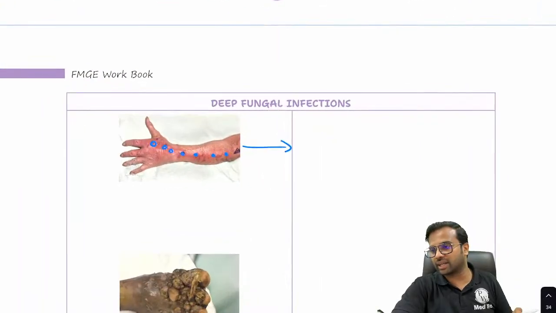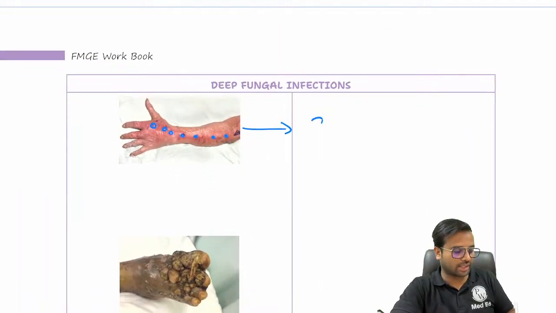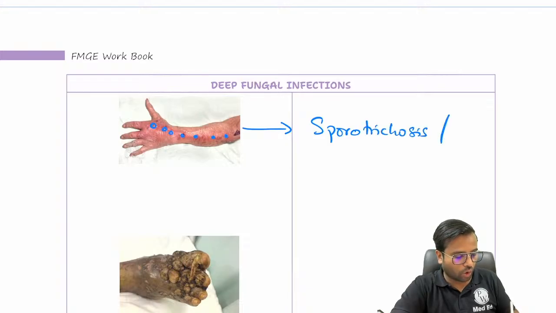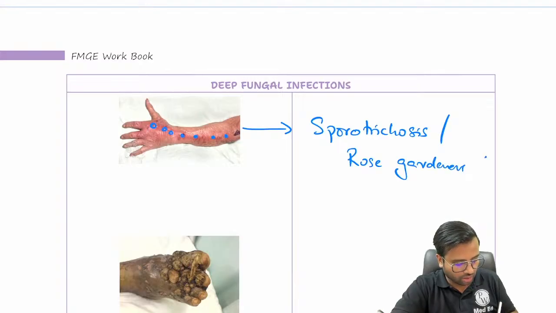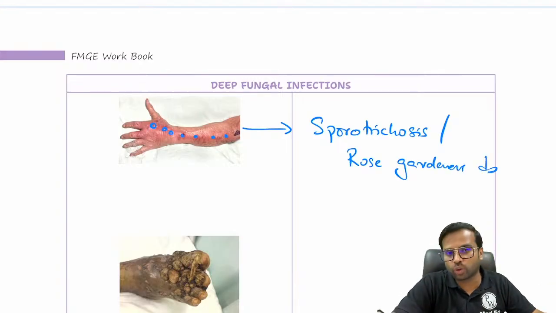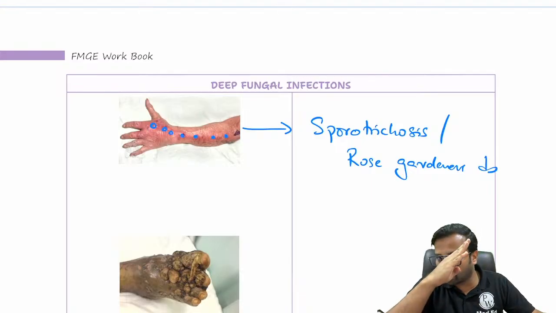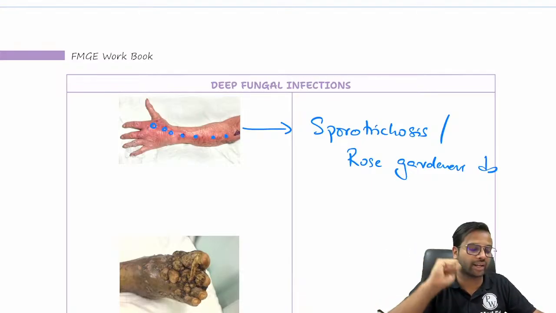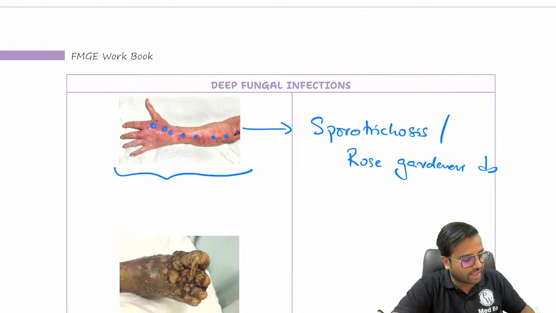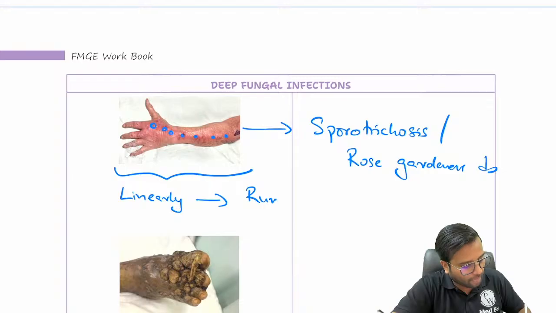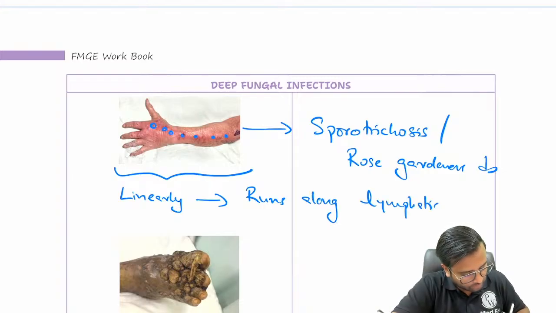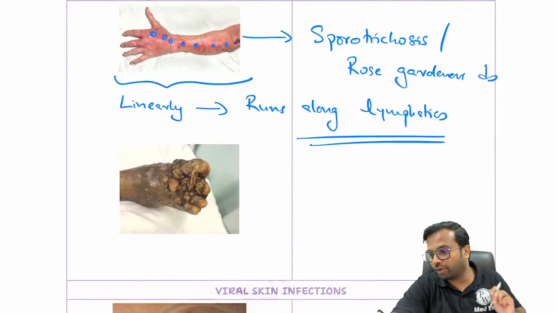And what is this condition? Very good. So this is called as sporotrichosis or the rose gardener's disease. So in sporotrichosis or in rose gardener's disease, you can see that there are multiple nodules which are arranged linearly, because it runs along lymphatics. It runs along the lymphatics.